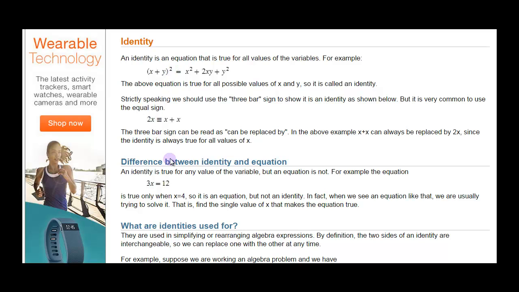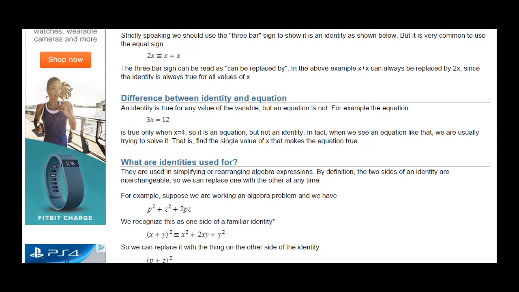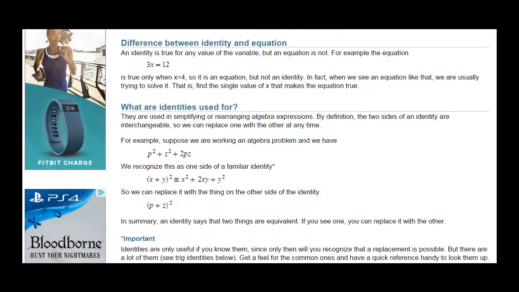Now that's different from an equation. In an equation we're used to solving for a particular variable. In other words, there's only one number out there in the entire world that says when I multiply that number times 3, I get 12. So an equation gives us a single value, whereas an identity is something that I can pick an infinite number of values for. Now, an identity allows us to rearrange and maybe simplify some sort of algebraic expression.